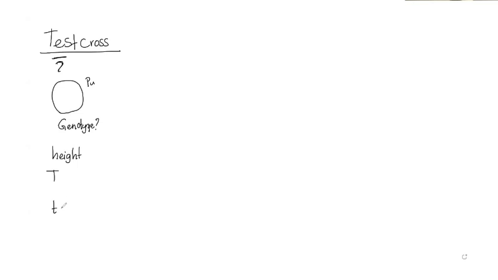If the genotype is small t small t, then we know that it is a dwarf plant. Then if the genotype is capital T capital T, or capital T small t, then the phenotype is tall. So this is the basis.